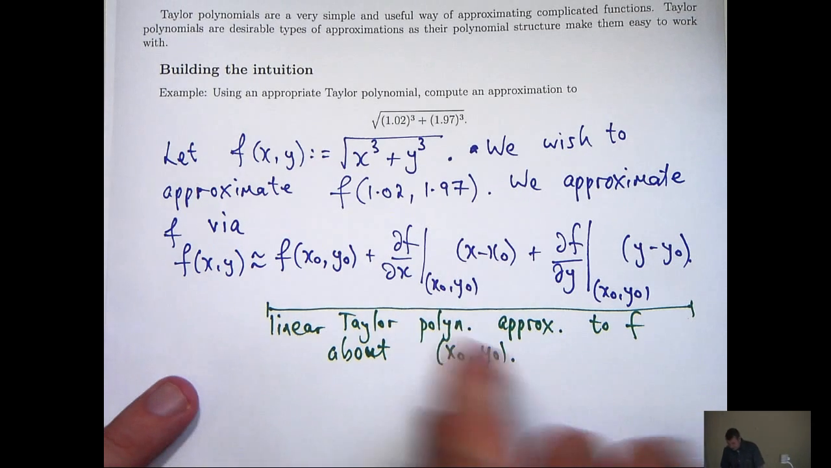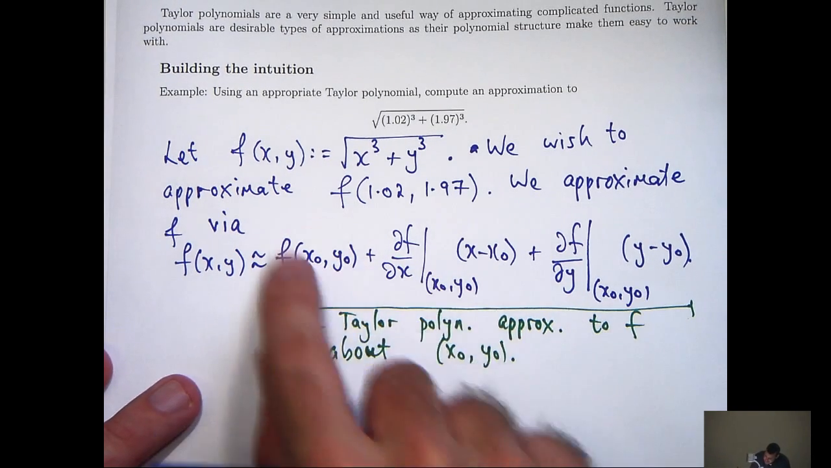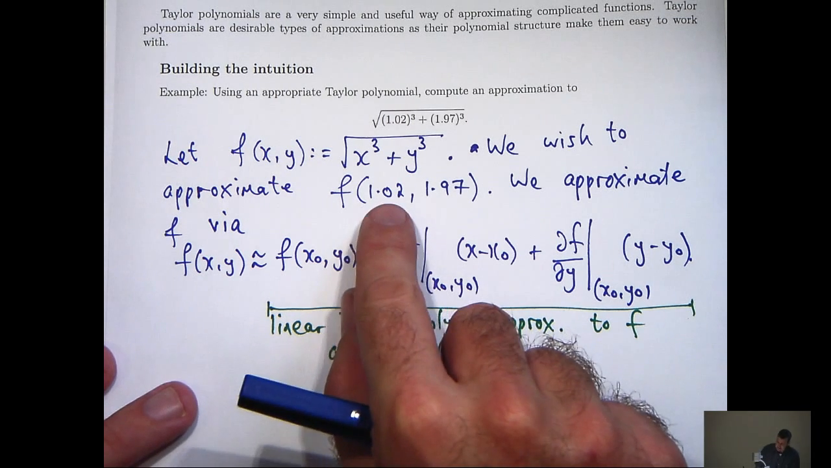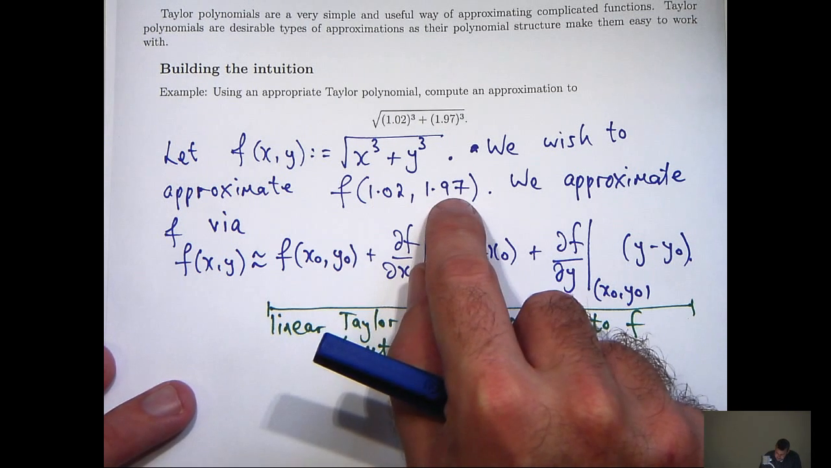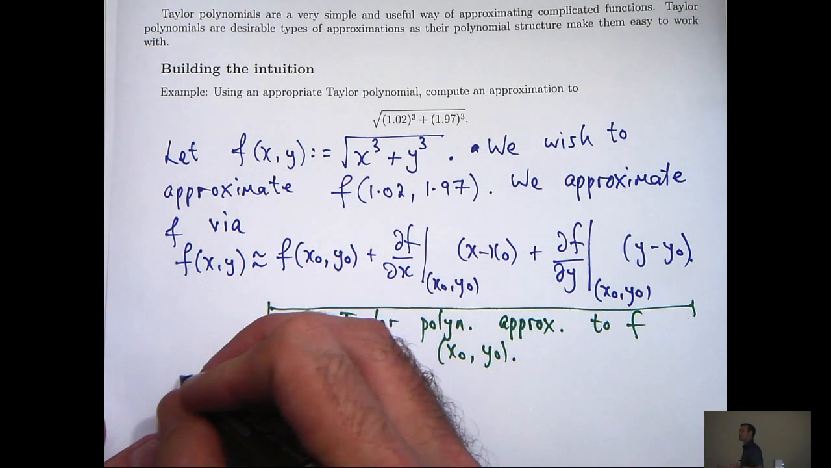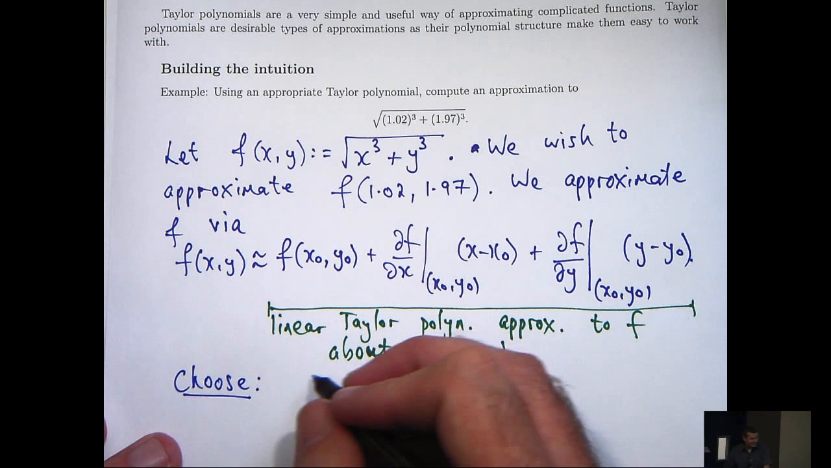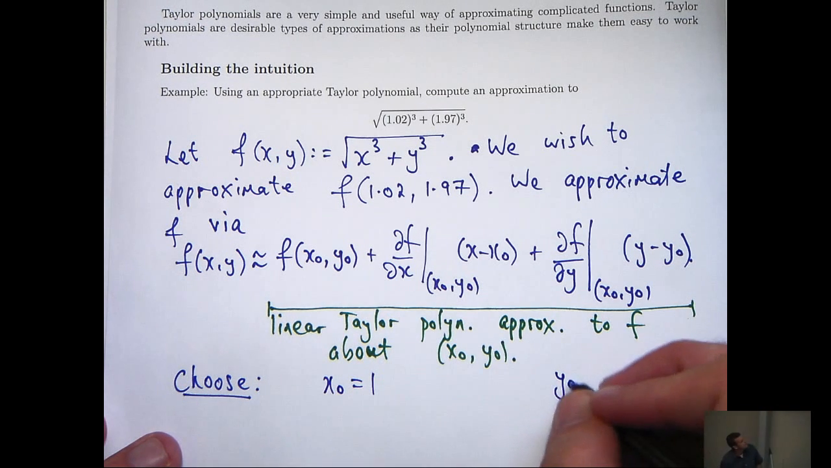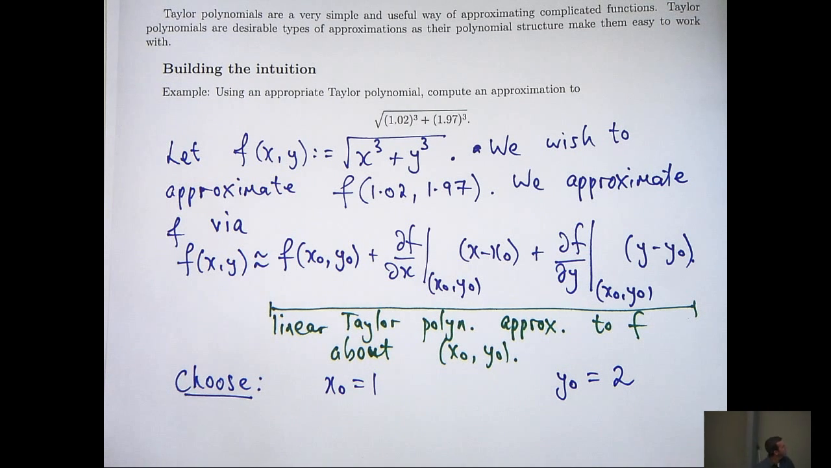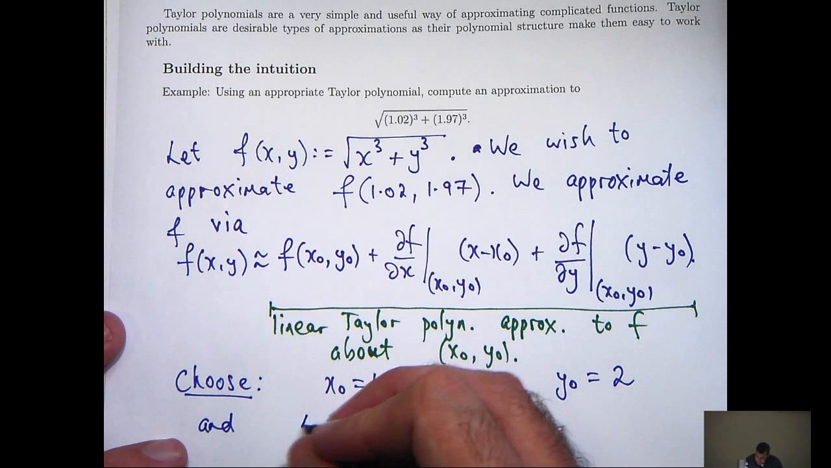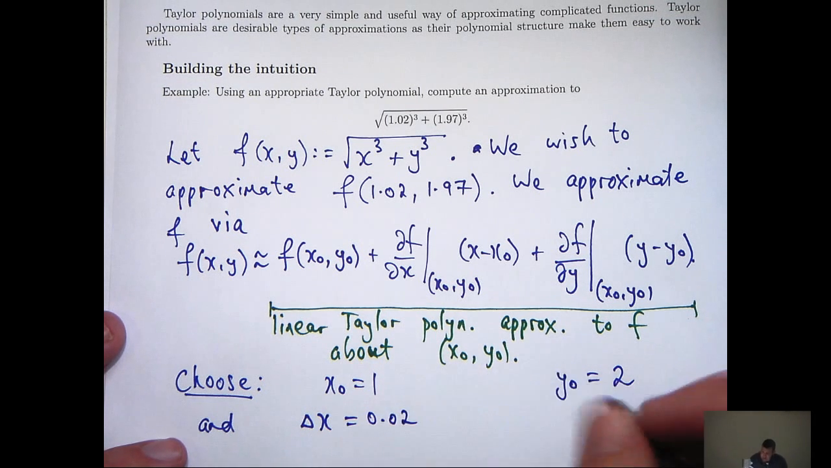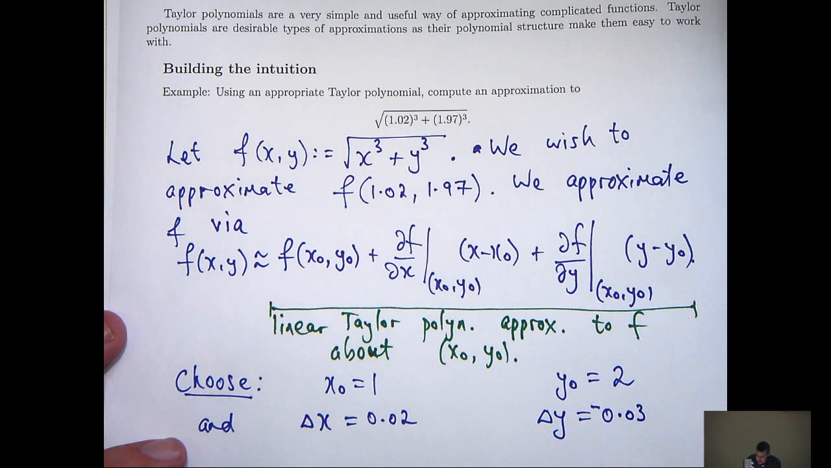Okay, so the first thing I would like to do is to choose x0 and y0 such that this right hand side is simple and the calculations involved are simple. So if I look here, 1.02 is almost equal to 1. It's close to 1. And 1.97 is close to 2. So I'm going to make a choice. Now, if I look at the difference between x0 and 1.02 and y0 and 1.97, then I see that there's a small difference between the two that I'm going to denote by delta x and delta y, respectively.